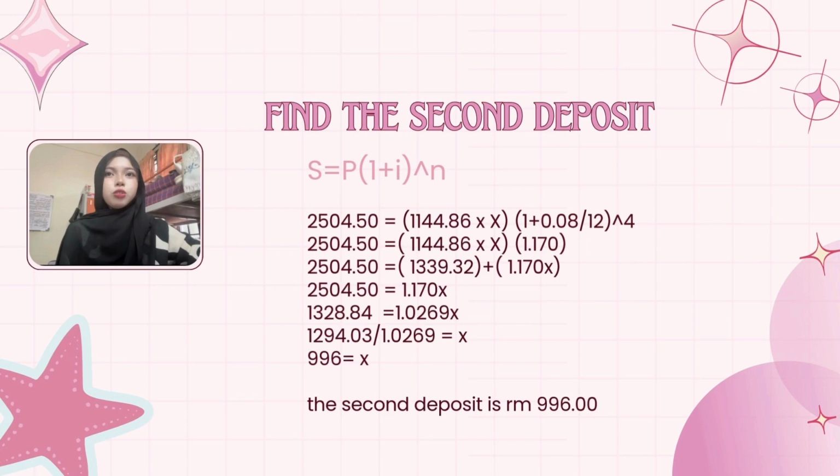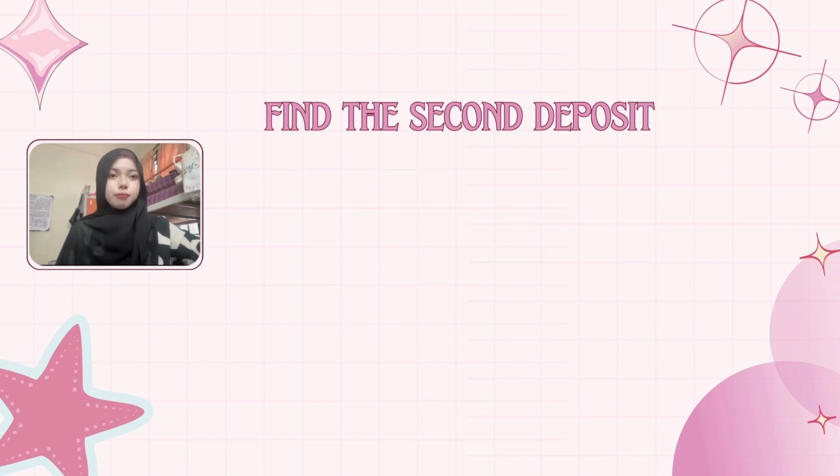Then move the 1,339.32 to the left side of the equation and get 1,165.18 equals 1.170X. After that, 1,165.18 divided by 1.170 equals X. And the final answer is 996. 996 is the second deposit.